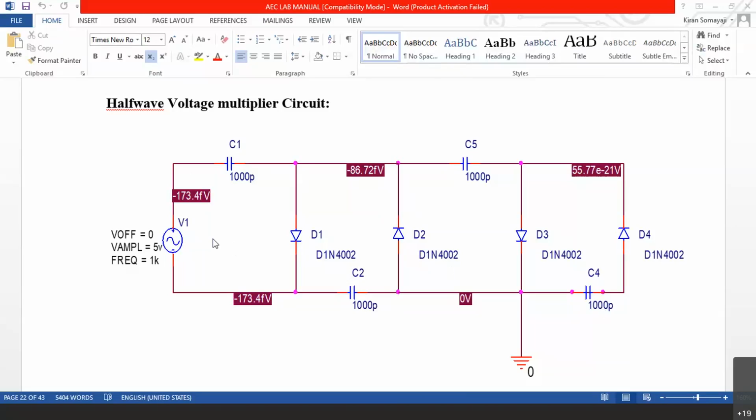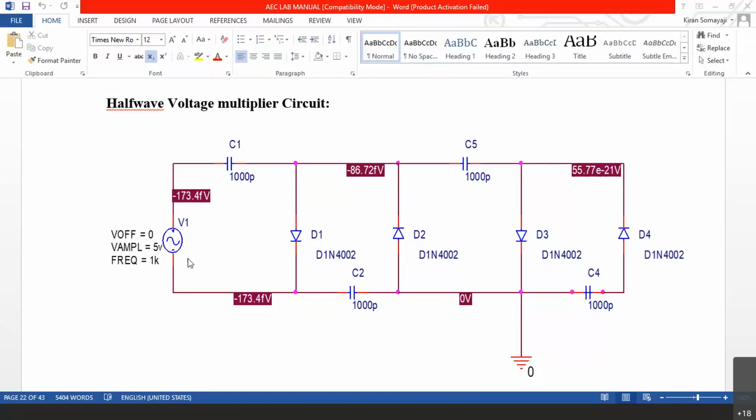And then at the input, you will give this AC signal source. Its frequency is specified as 1 kilohertz, amplitude is 5 volts. That means it is a 10 volts peak to peak signal, plus 5 volts up and minus 5 volts down. V off is 0, off means offset, offset means DC. This is pure AC, it does not have any DC component. That is the meaning here.